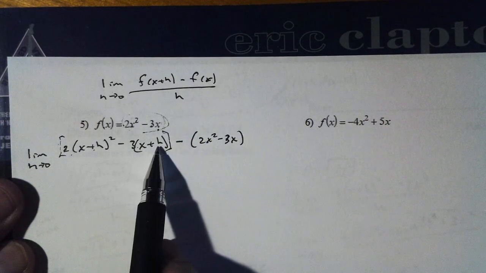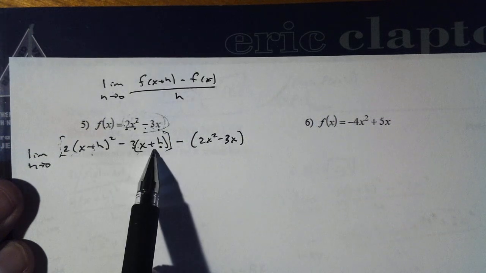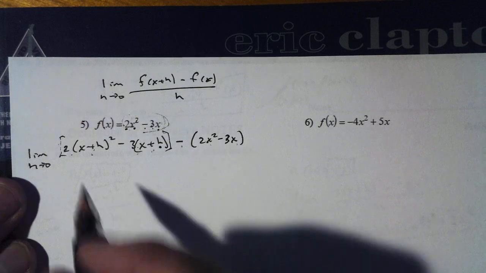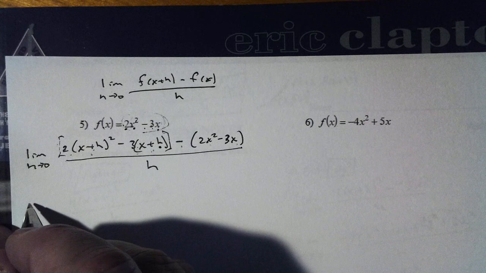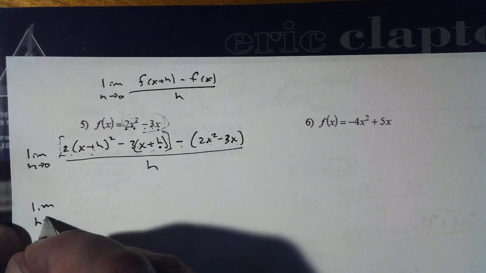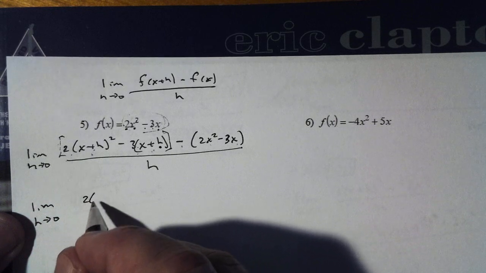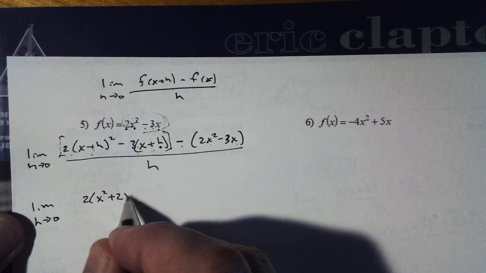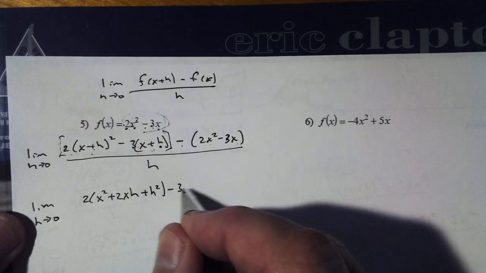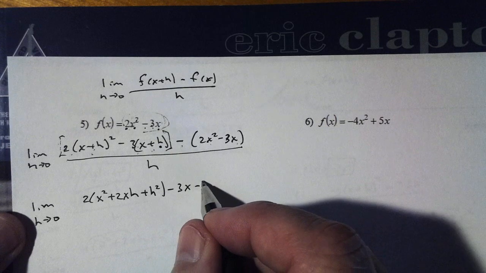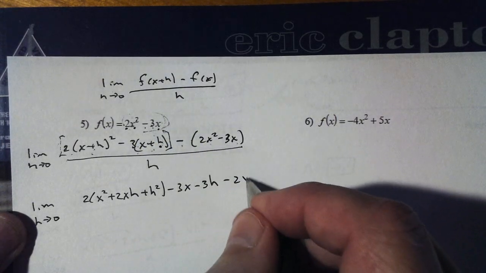So you might want to think of it like that. There's f of x plus h: 2 times the thing squared minus 3 times the thing, minus the thing, all on h. So let's see what happens when we distribute, FOIL. I get 2 times x squared plus 2xh plus h squared, minus 3x minus 3h when I distribute, minus 2x squared.